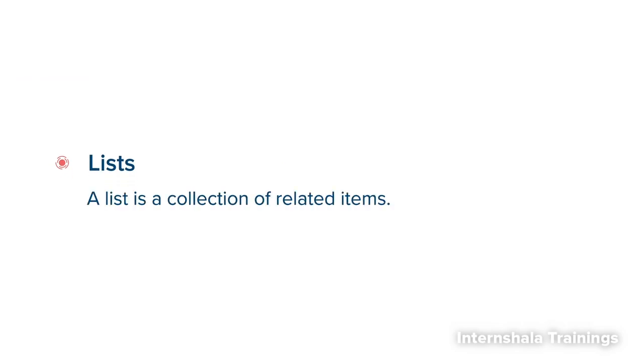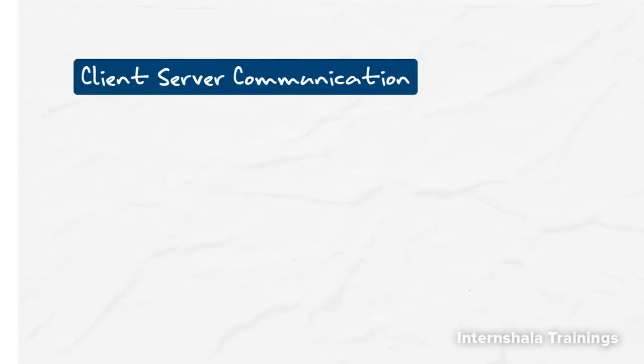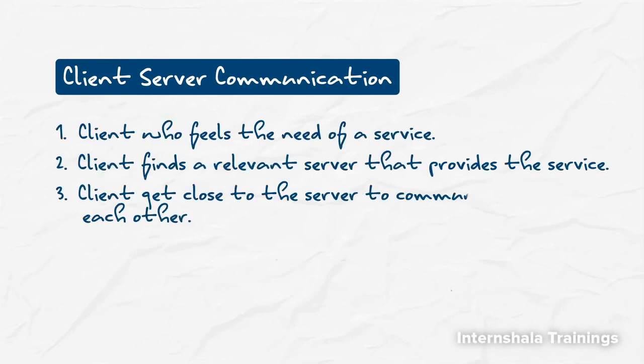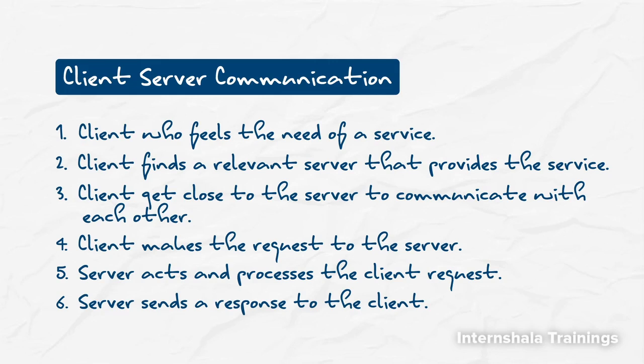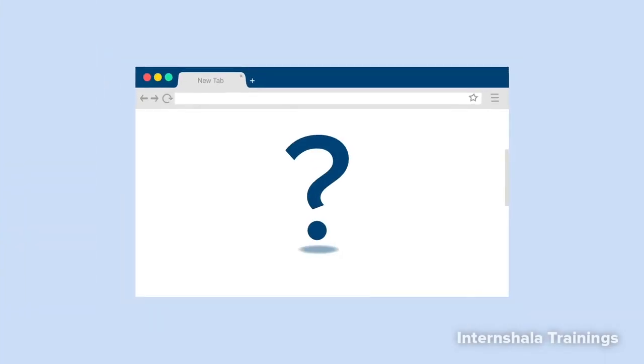A list is a collection of related items. For example, let's suppose you want to write all the steps in a sequence that are involved in a server-client communication. There, it's easy to pick up a pen and paper and write it down. But how would you make a list on a web page? Well, this is also equally easy.